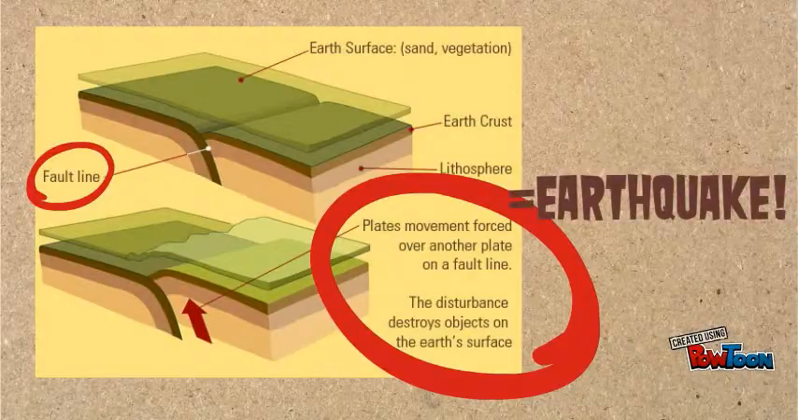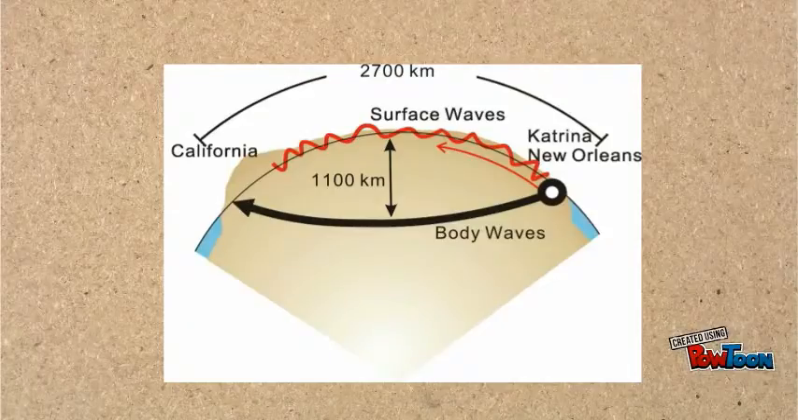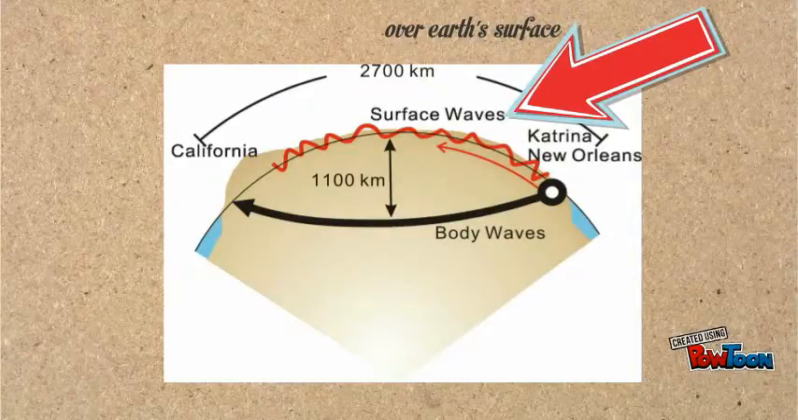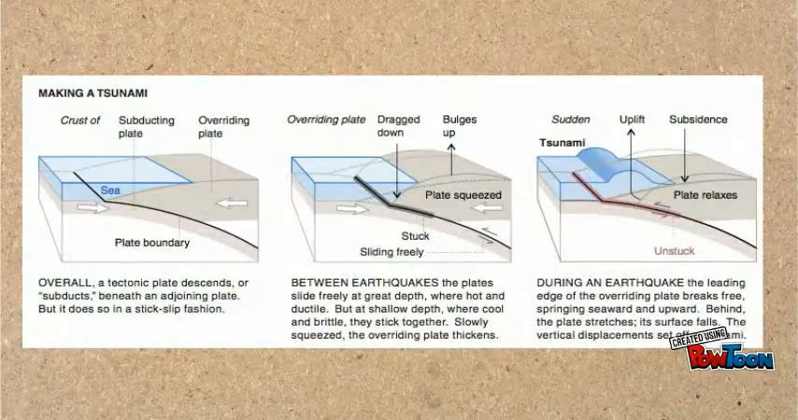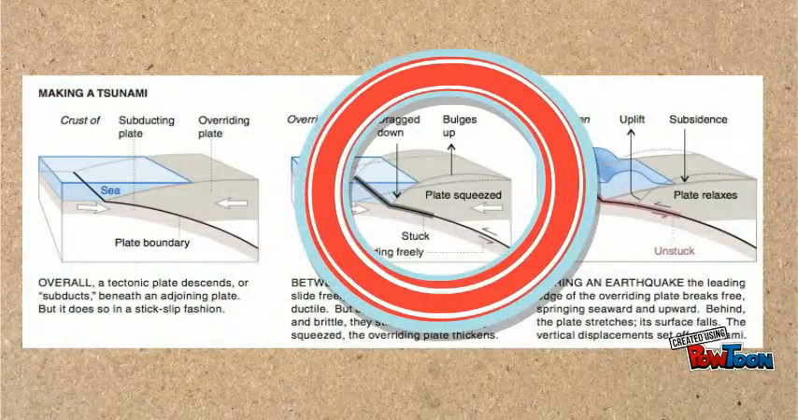This creates an earthquake. When these two plates suddenly slide across each other, seismic waves are created, which either travel over Earth's surface, called surface waves, or into Earth, called body waves. When these waves move through Earth or reach a surface, they often shake the ground, causing what is known as an earthquake. When plate tectonics underwater suddenly slip over each other, a bulge and deformation of the seafloor is created, which encloses a lot of energy.